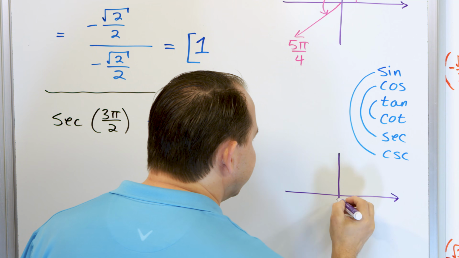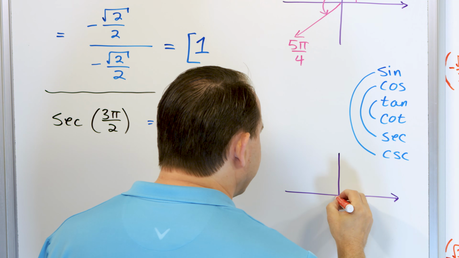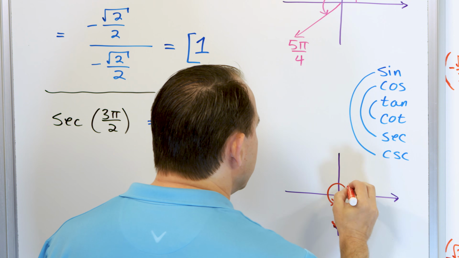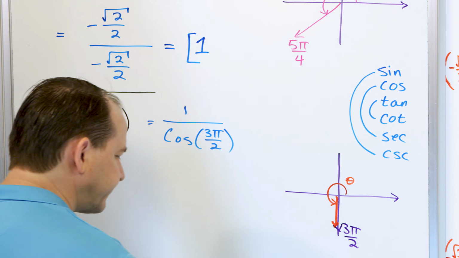So basically it's this angle down here. I guess I can try to do it in red to kind of show you. I'll draw the line right next to the axis, but it's really on top of the axis. This is the angle right here, is 3 pi over 2. So it's pointing straight down like this.